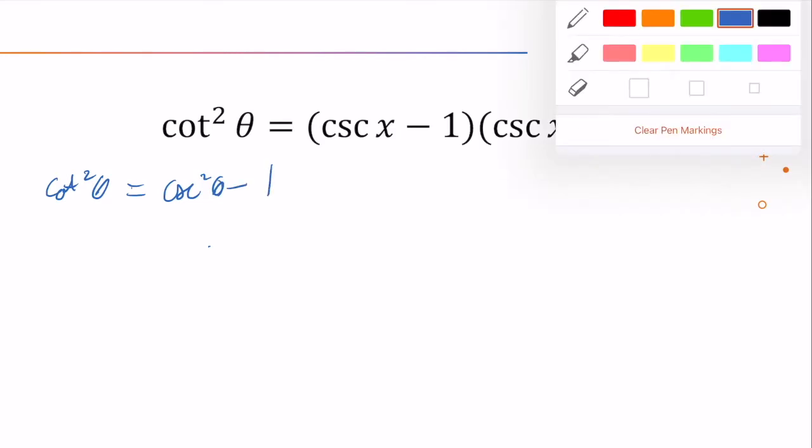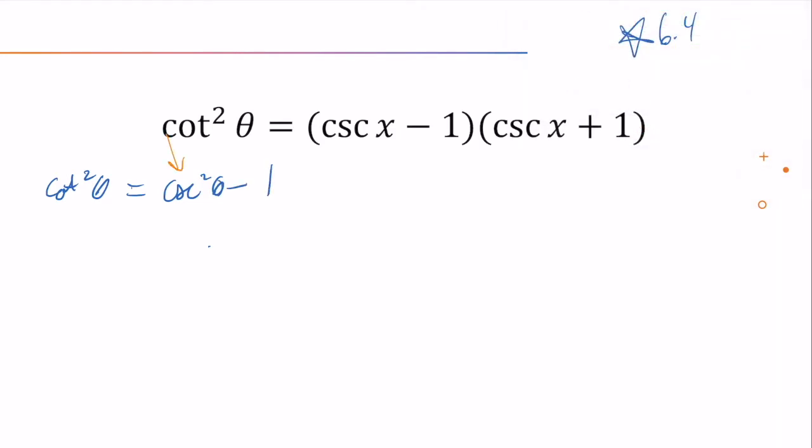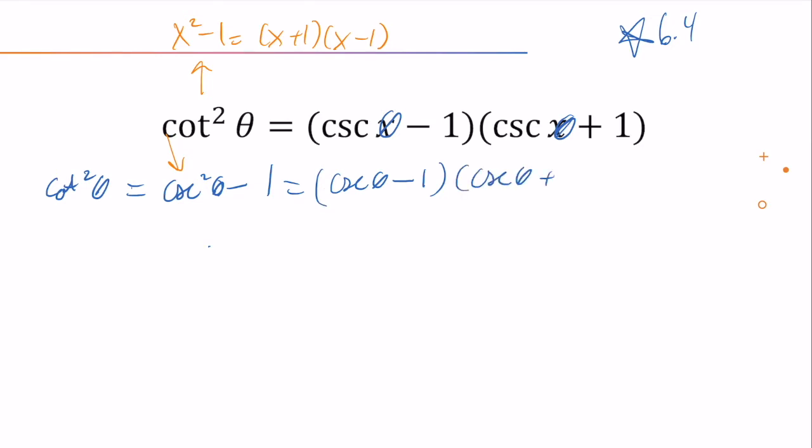And then I notice that this right here looks a lot like this. This is a difference of squares, the product of a sum and a difference. So this would factor to x plus 1 times x minus 1. Thusly, cosecant squared theta minus 1 will equal cosecant of theta minus 1 times cosecant of theta plus 1. These should all be thetas, or x's. I'm sorry, I switched halfway through.